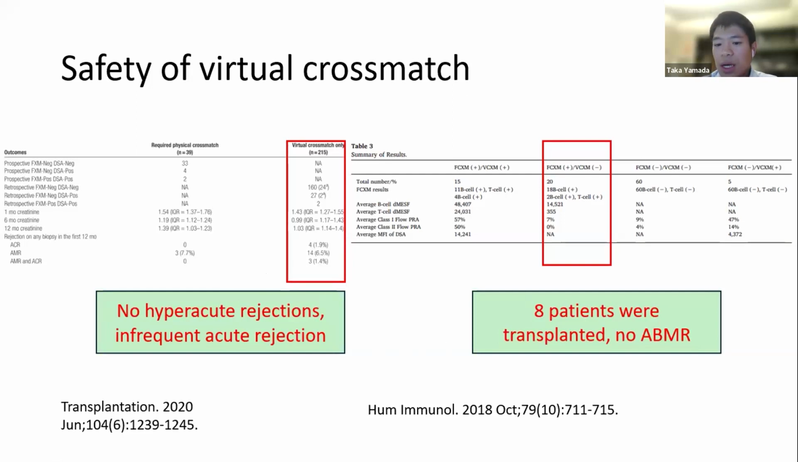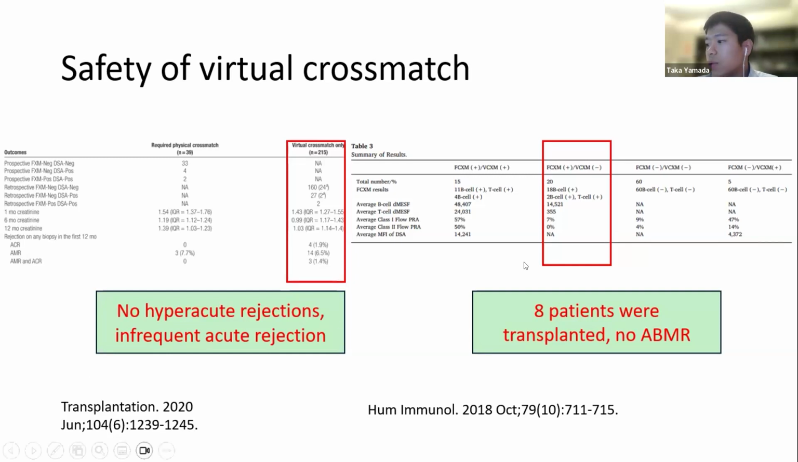And then another retrospective study, I think from Emory University. They compared the result of the flow cytometer crossmatch and the virtual crossmatch in 100 living donor recipients. There were 25 discordant cases: 5 were virtual crossmatch positive while flow cytometer was negative, and 20 were the opposite. Flow cytometer was positive, while virtual crossmatch was negative.